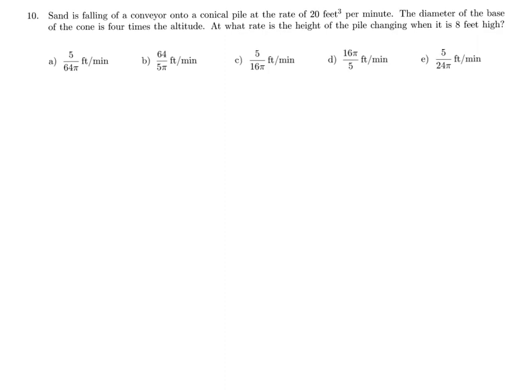Sand is falling off, typo, missing a word, of a conveyor belt, or off of a conveyor onto a conical pile at a rate of 20 cubic feet per minute. The diameter of the base of the cone is 4 times the altitude. At what rate is the height of the pile changing when it is 8 feet high? Let's draw a picture of this one. So here's our pile of sand, and we have a conveyor belt that's dropping the sand onto the pile.